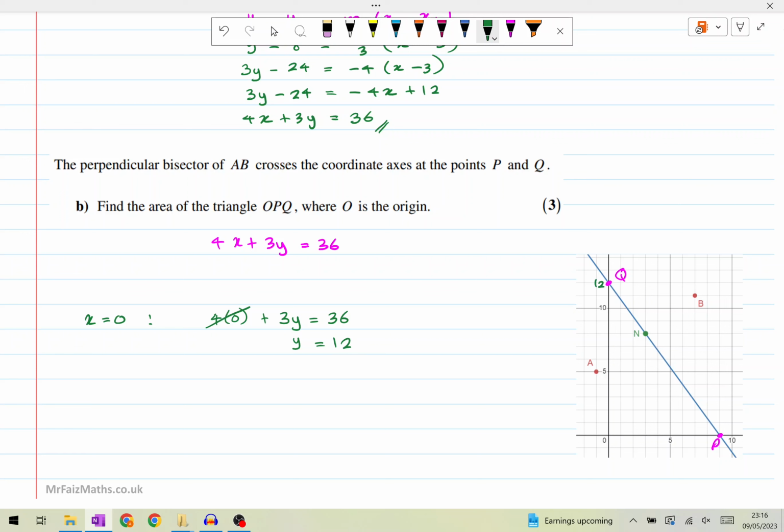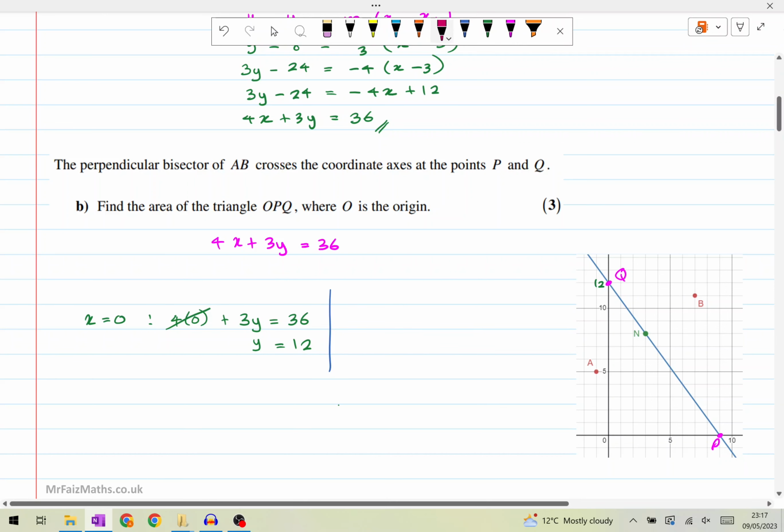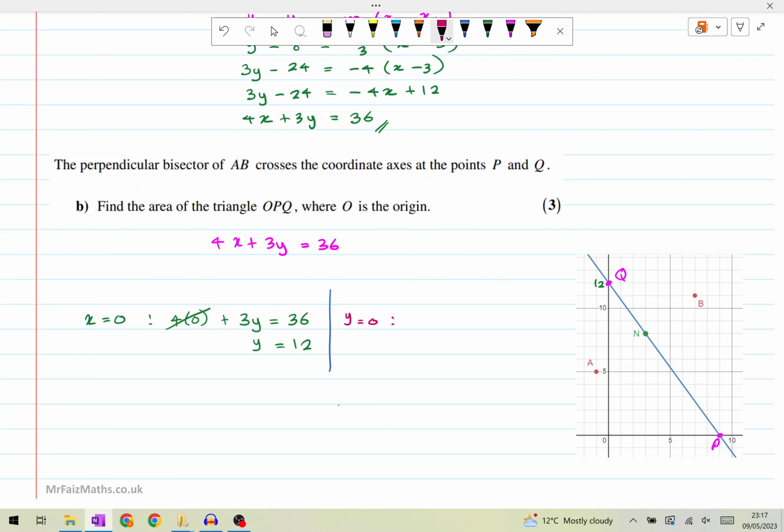So we know that the y-intercept is at 12. And similarly, to find where it crosses the x-axis, you just put y equal to 0. So if y equals 0, this equation will become 4x plus 3 times 0 equals 36. 3 times 0 is 0, so 4x is equal to 36, and that gives you x is equal to 9. So it crosses the x-axis, the point that I marked P here, at an x coordinate of 9.